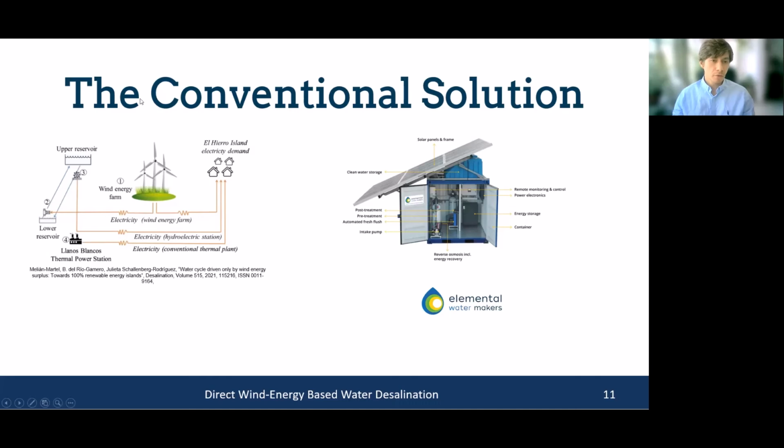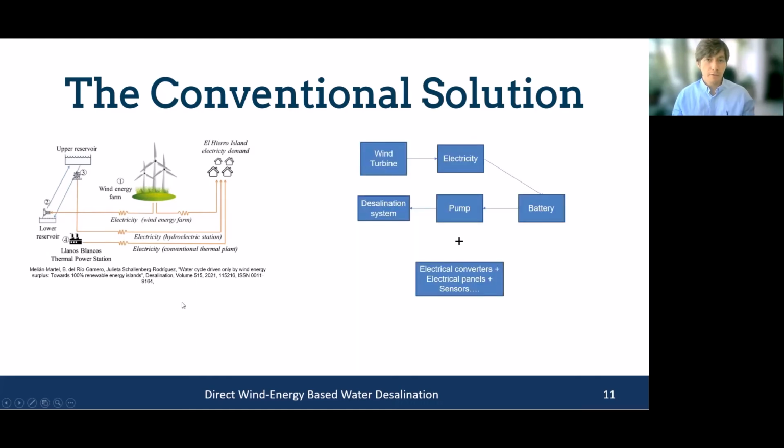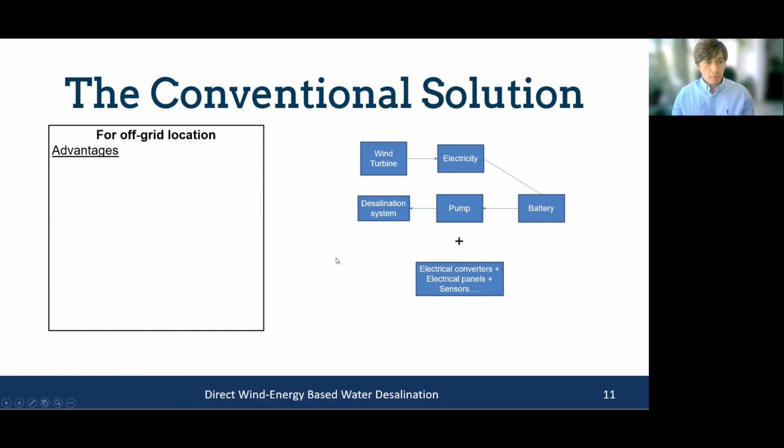We can see for the wind, let's say in the Canary Islands, the very famous research facility that researches wind and desalination systems uses electricity as a medium to power the desalination system. So we have a wind turbine that creates electricity, and only then we have the desalination system. And all these things have a lot of electrical converters, electrical panels, and a lot of sensors that create higher costs. So the advantages of such a system, of course, it's using sustainable energy.